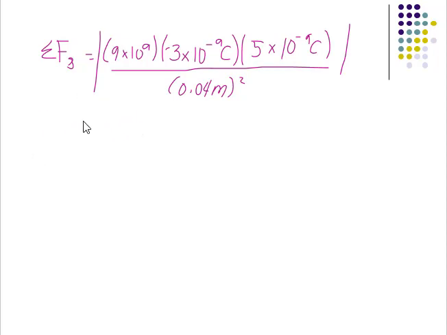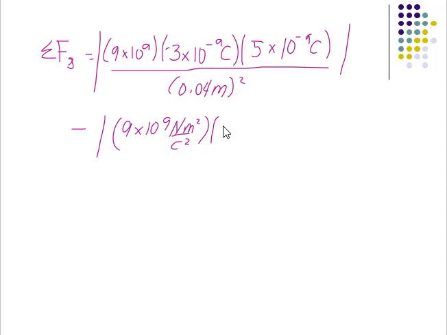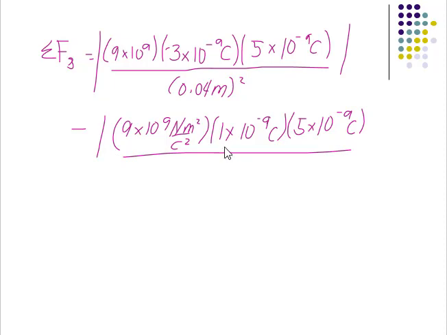Then subtract the absolute value again, 9 times 10 to the 9. I was not able to write down the unit here. That is newton meter squared per coulomb squared. Then the charges given: Q1 is 1 nanocoulomb, so that is positive 1 times 10 to the negative 9 coulomb, multiplied by 5 times 10 to the negative 9. Then divided by the distance between charge 1 and charge 3, which is 0.02 since the given was 2 centimeters. So that becomes 0.02 meters squared. So that's the absolute value.